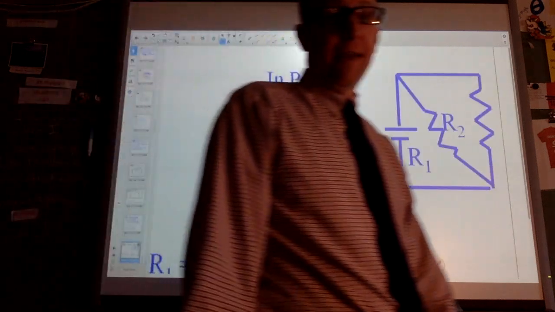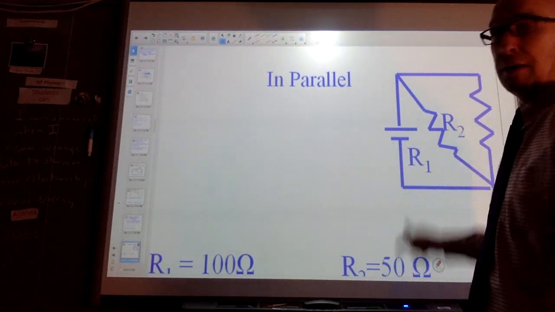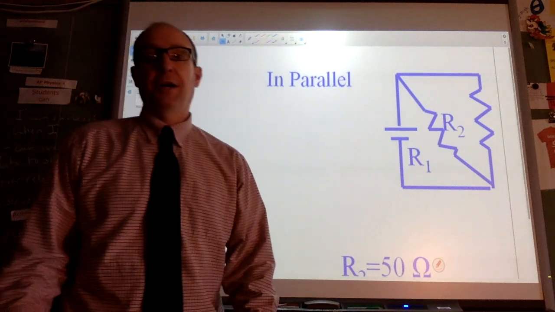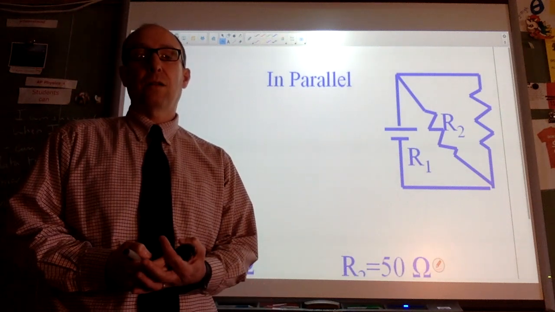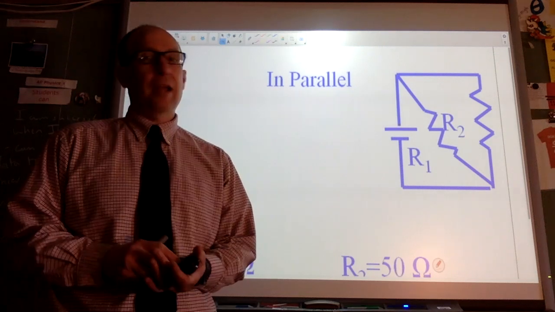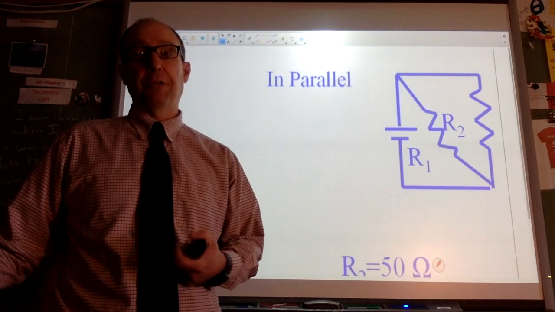All right, so I have a 100 ohm resistor and a 50 ohm resistor, and these are in parallel. I like the way this is drawn. I drew it myself because it's parallel in the case of circuits, but not parallel in the case of math, right? Now, sometimes both of those things will be true.